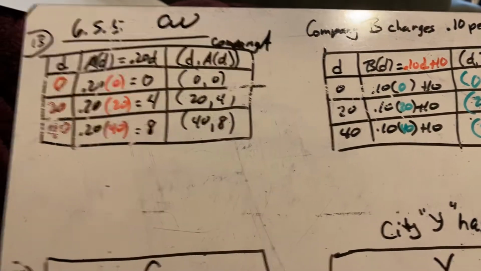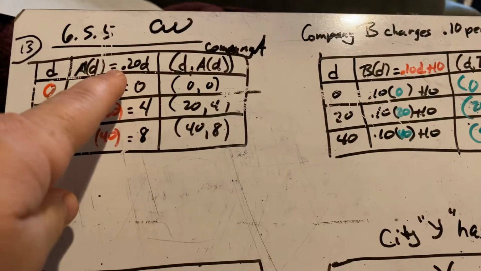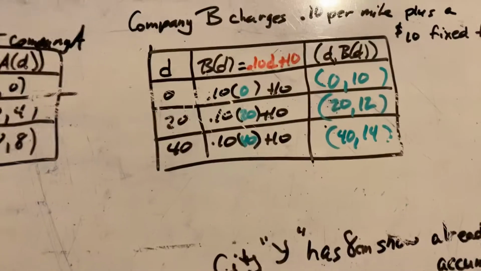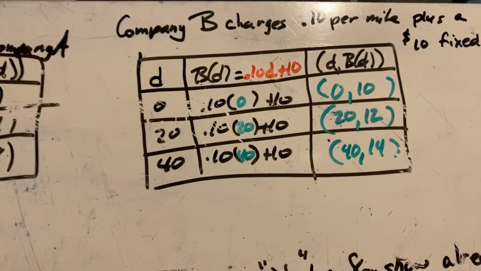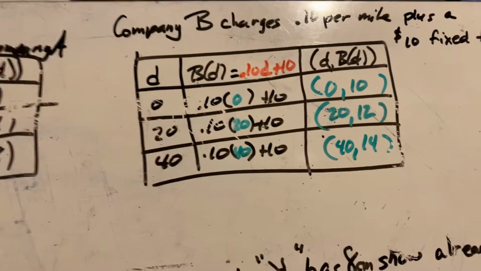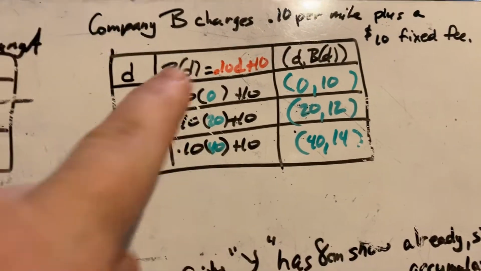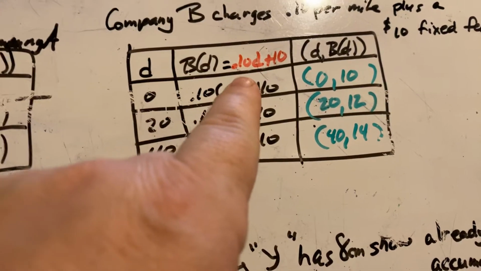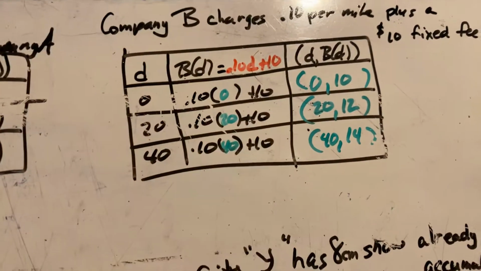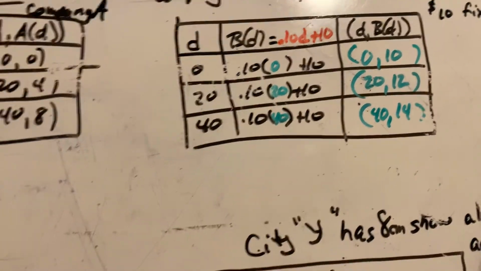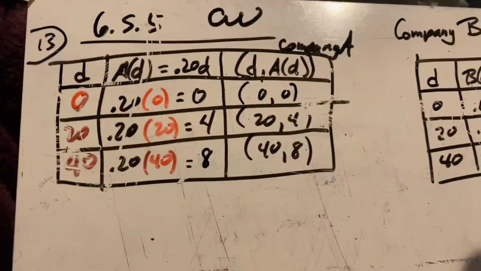So car company A charges 20 cents for every mile that's driven. Car company B charges 10 cents per mile, plus they're going to charge a one-time $10 fixed fee. And so I've set up that model for you. It's 0.10, which is 10 cents. You could also put 0.1 times D, which is the number of miles driven, plus 10, which is that fixed cost. And so we're just going to complete those charts.